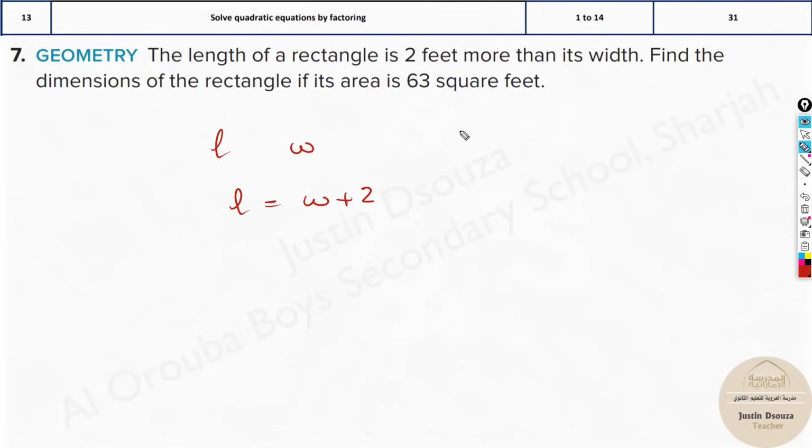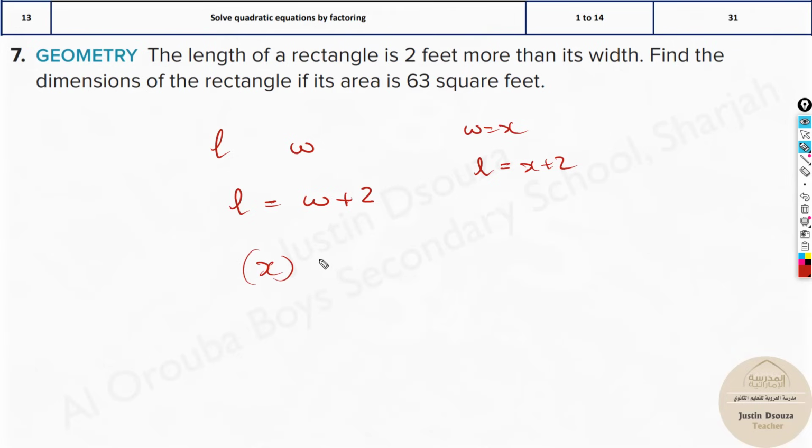Now let me consider width to be x. So w is equal to x. What will be L? It will be x plus 2. So I have both these terms in terms of a single variable x. Or I can just write L is equal to w plus 2, and over here I can write w plus 2 instead of L. That's also fine, but it's better to write in terms of x.